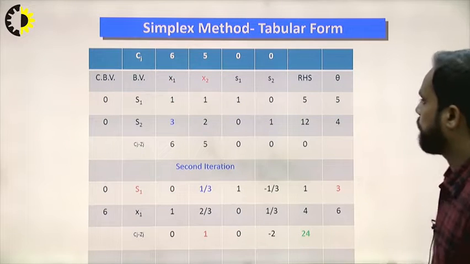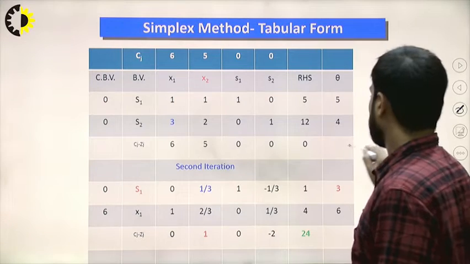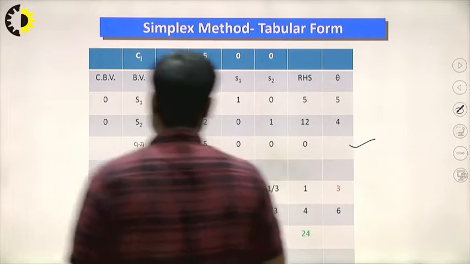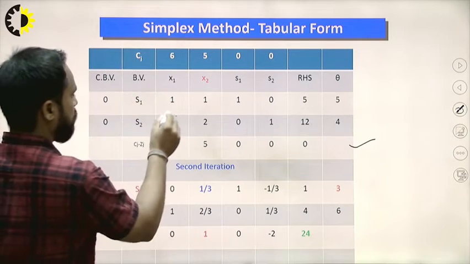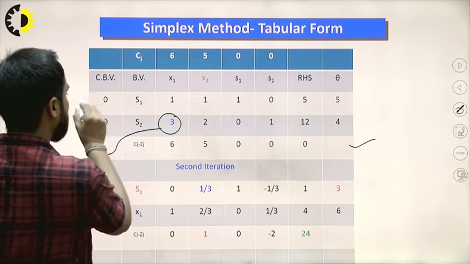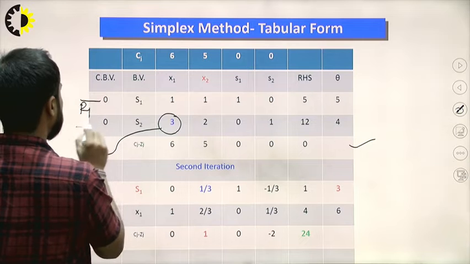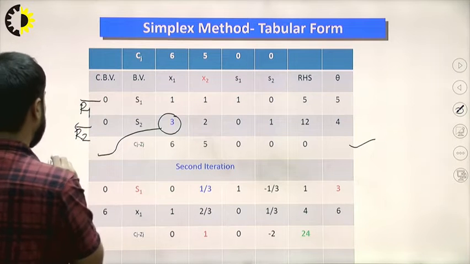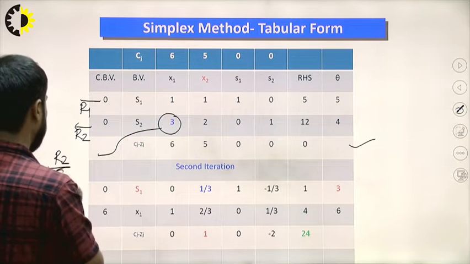So this is the previous one. In the next iteration, we have to make this 3:1. And how can we make this 3:1? We just have to divide. Suppose this is row number 1 and this is row number 2. So R2 divided by 3.